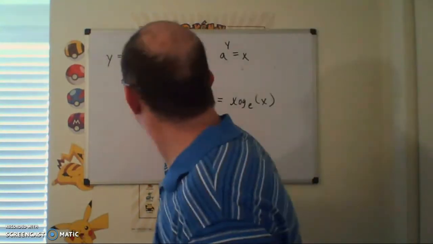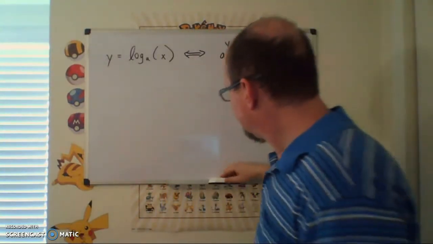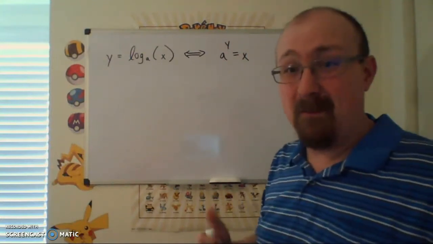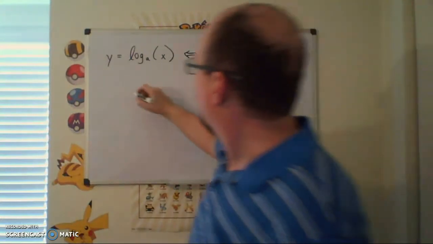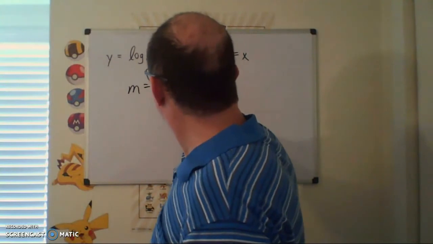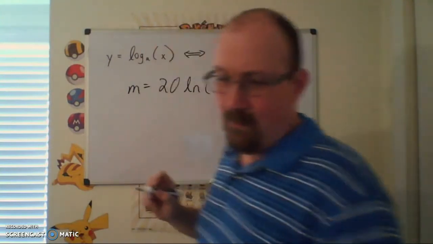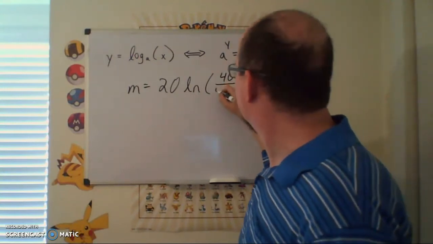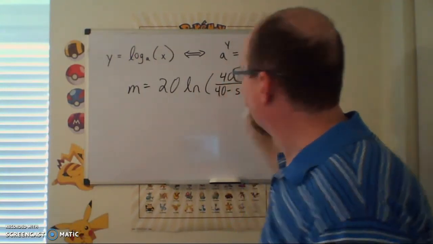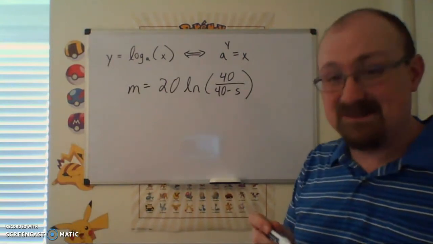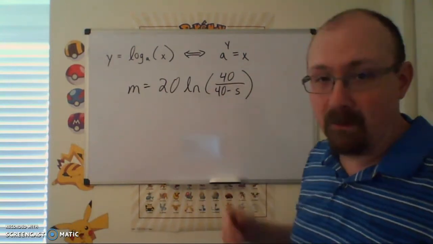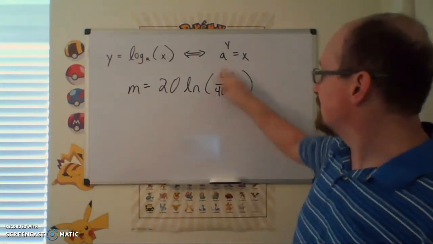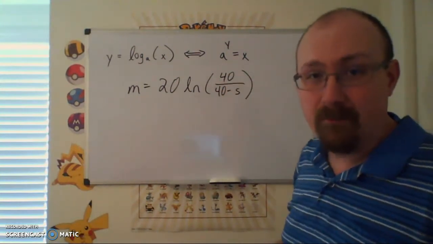So there's an example I want to take a look at where you might end up using this in practice. So we're presenting you with a particular logarithmic equation here where we have m equals 20 times the natural log of 40 over 40 minus s. So again, this whole thing is living inside this logarithm.